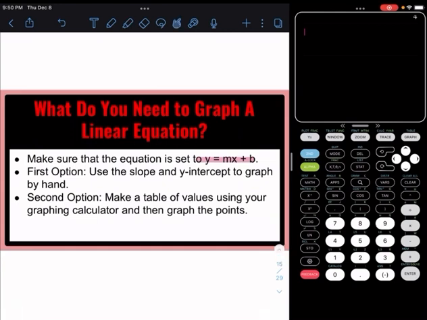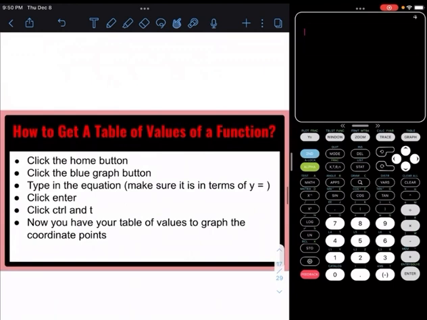So let's see how we're going to do that. How are we going to get the table of values? The directions right here are the directions from the calculators that we have at school. This calculator I'll be using here on the iPad is a little bit different, so just make sure you know how to do it on our school calculator. You would click the home button, click the blue graph button, type in the equation, make sure that it's in y equals, click enter, then you'll click Control T, and then you'll have your table of values.